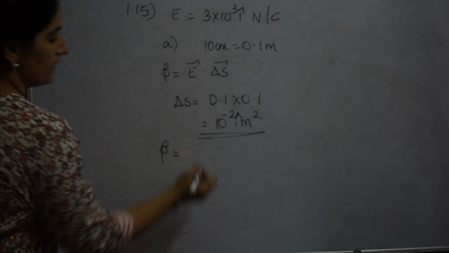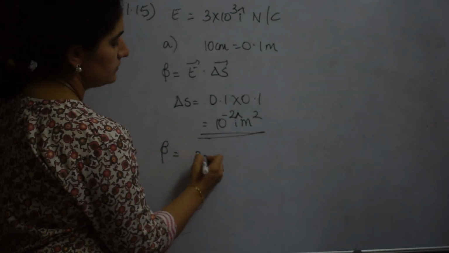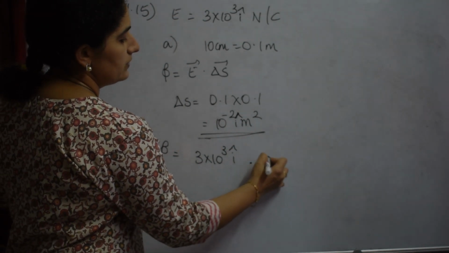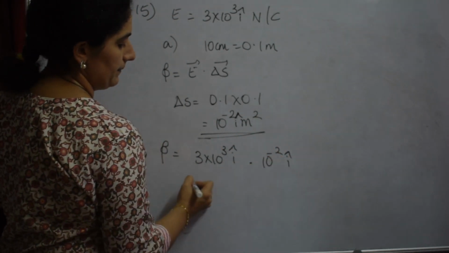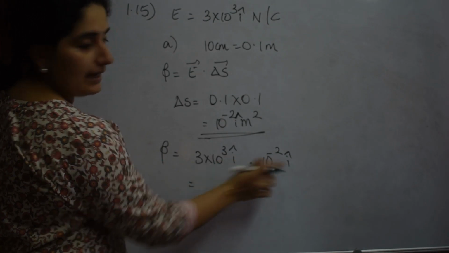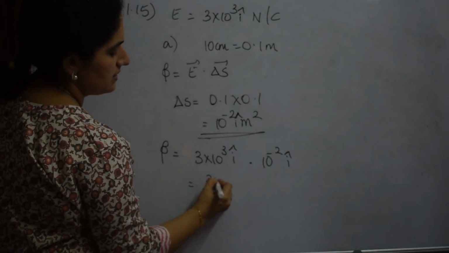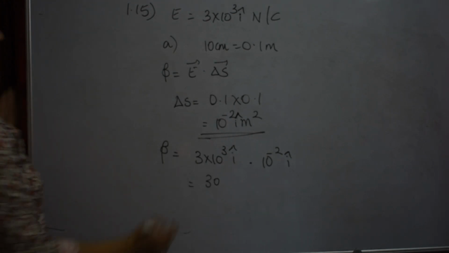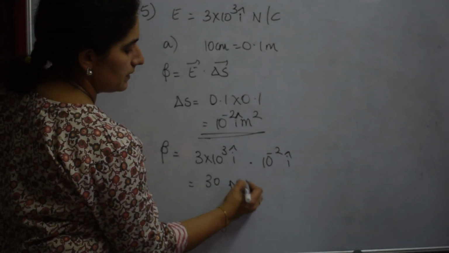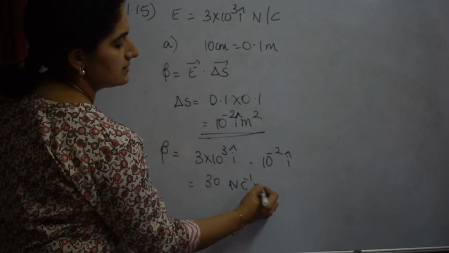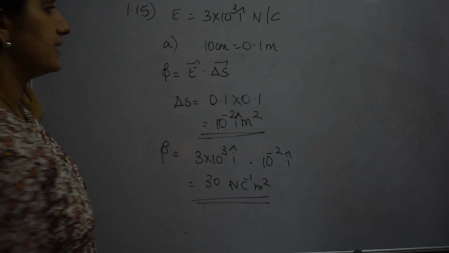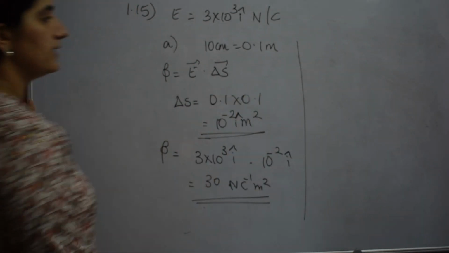Now calculate the flux. E is 3 into 10 to the power 3 i cap dot 10 to the power minus 2 i cap. i cap dot i cap is 1. So it is 30. What will be the SI unit? Electric field is Newton per Coulomb, delta S is meter square. So 30 Newton per Coulomb meter square. This is a simple numerical.